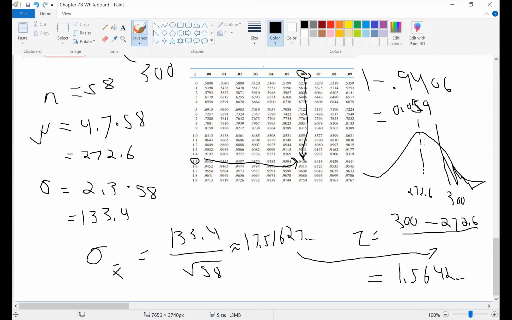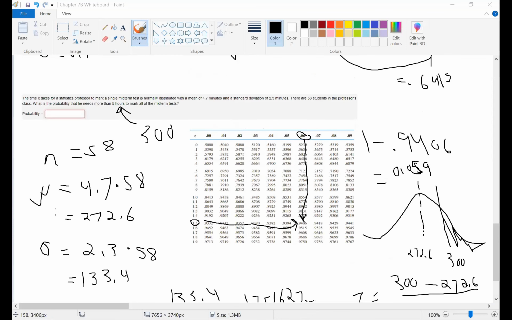Jordan, the way we got the 6%, we take the 1 minus the complement. Where'd the 0.94 come from? That was the probability associated with our Z-score. Here's what we multiply by 58. Because in our example, to mark a single test, it's 4.7. We're not asking about a single person. We're asking about 58 people. That's why we have to multiply by 58, because we got 58 people and not 1. That makes sense?